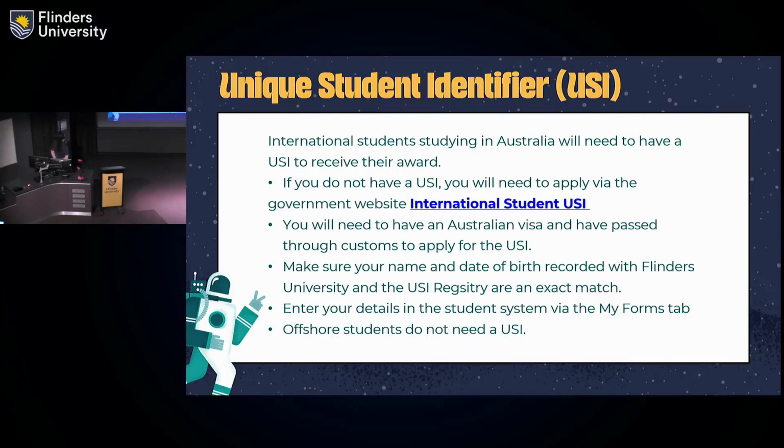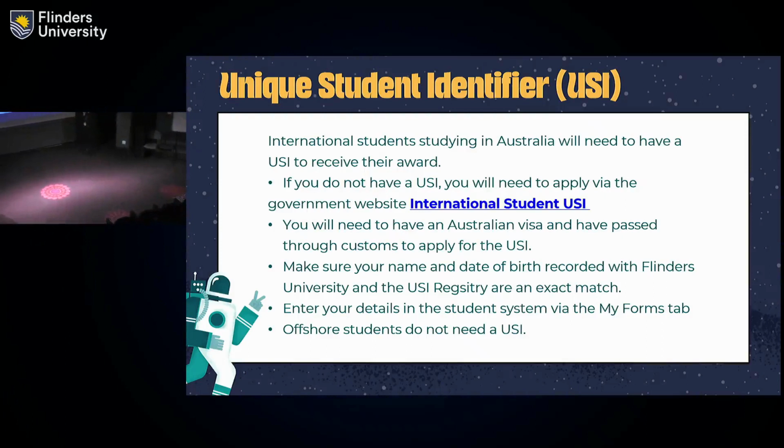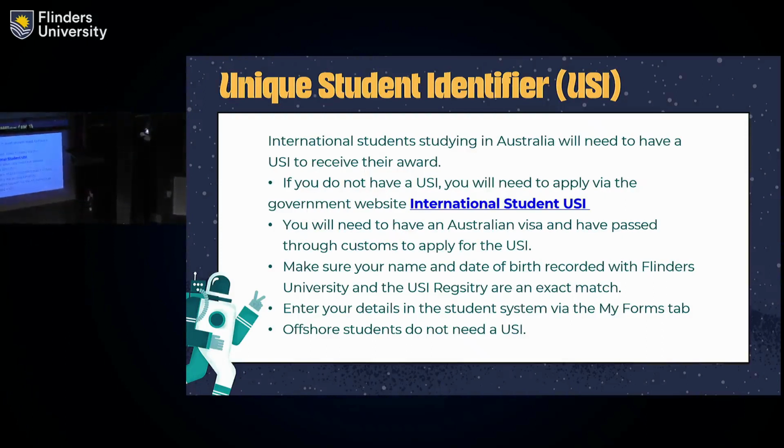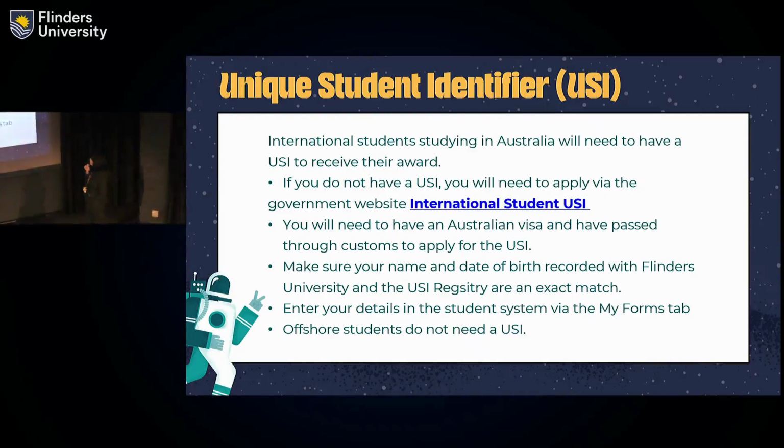So the new unique student identifier has been recently introduced by the Australian government. That's anybody who's studying here in Australia needs to have a USI. So international students studying in Australia on Australian land will need to have a USI in order to be able to receive your award. So if you don't have one, you have to apply via the government website there.